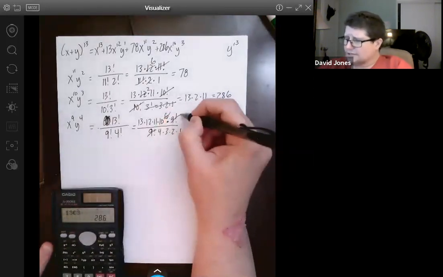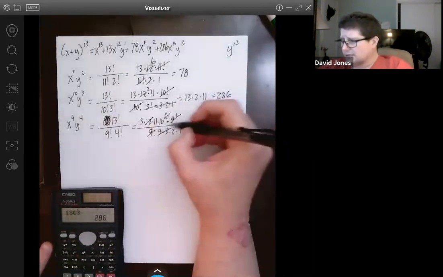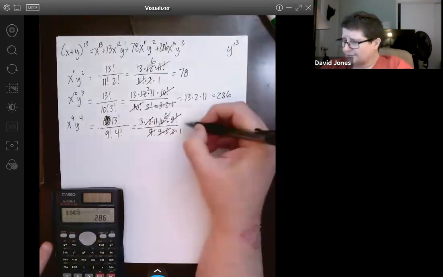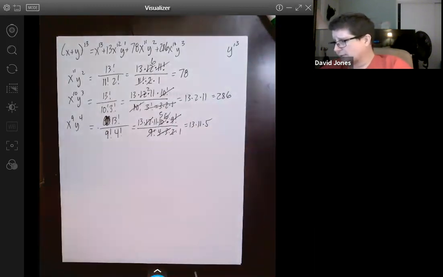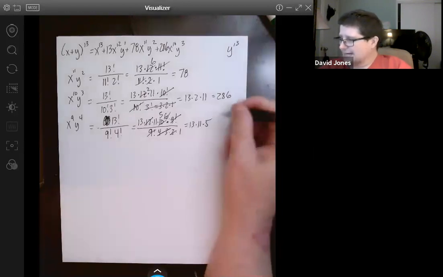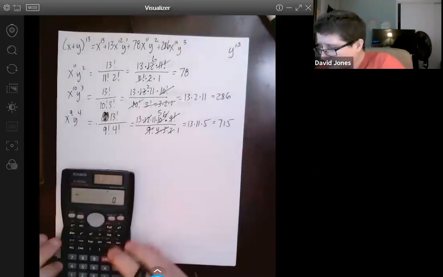Nine factorials cancel. 4 times 3 is 12. Those cancel with that 12. 10 divided by 2 is 5. 13 times 11 times 5 is 143 times 5. Let's see, 143 times 5, 500, and then 40 times 5 would be 200, so 715, I think. I'm doing that in my head. Let's see if I got it right.